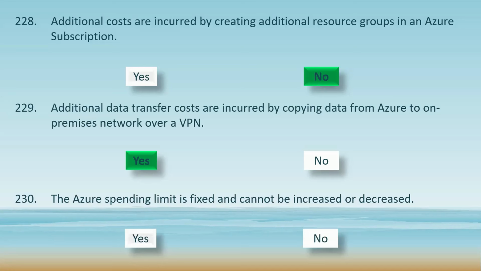Now, the next statement is the Azure spending limit is fixed and cannot be increased or decreased. You can remove the spending limit, but you cannot increase or decrease it. The spending limit in Azure prevents spending over your credit amount. All new customers who sign up for an Azure free account or subscription type that includes credits over multiple months have the spending limit turned on by default. The spending limit is equal to the amount of credit.